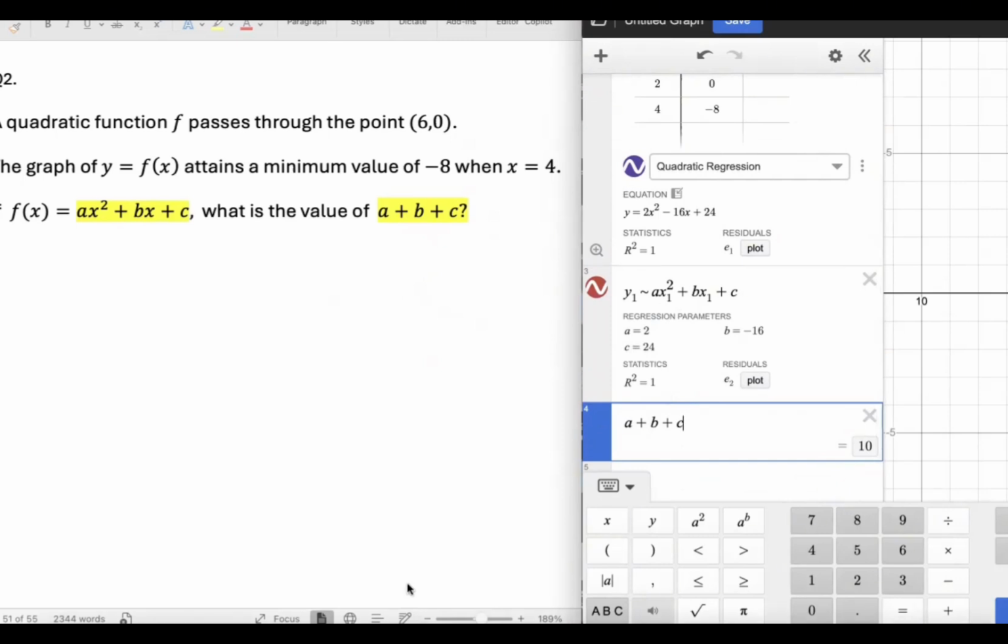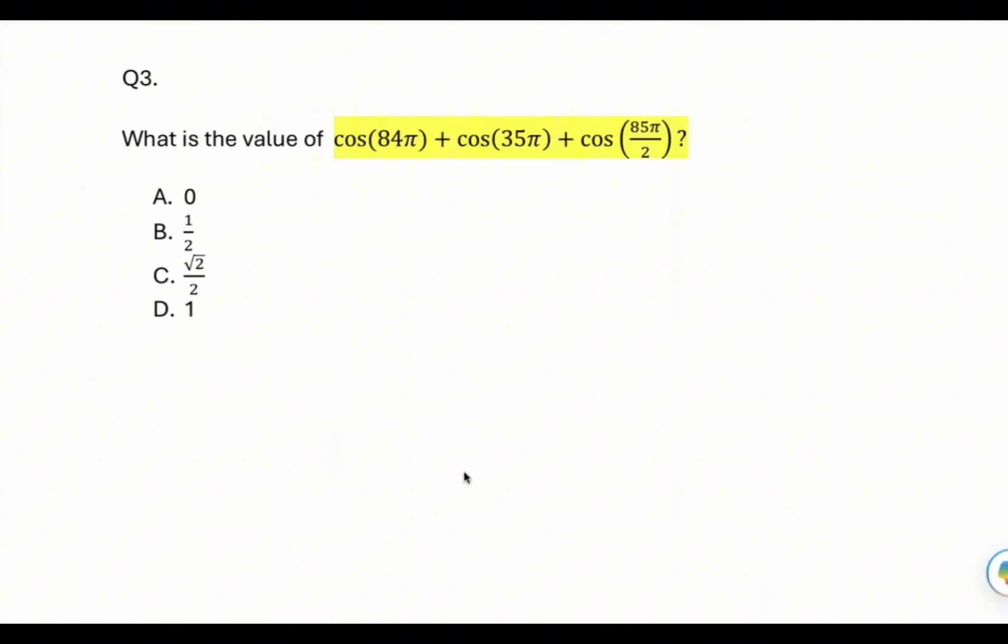It's our concept using your knowledge of a little bit of algebra. What is the value of cos 84π, cos 35π, and cos 85π/2? Look, this is the way you do it. Remember, cosine and sine rotate every 2π, right? π is 180 degrees. Every 2π is 360. So that's how they rotate. Everything they give you, try to reduce it under that.